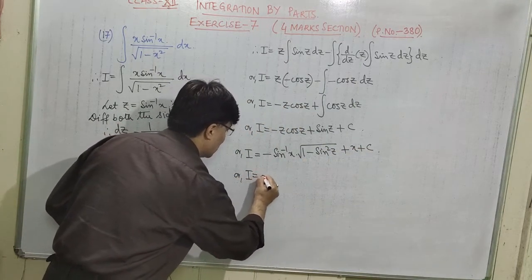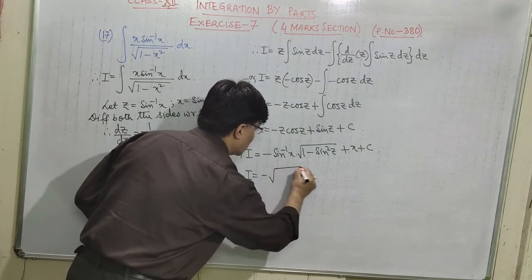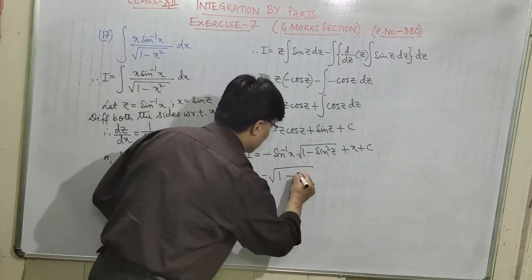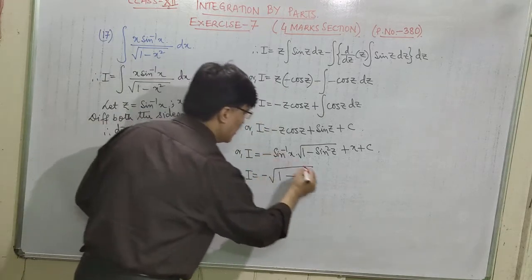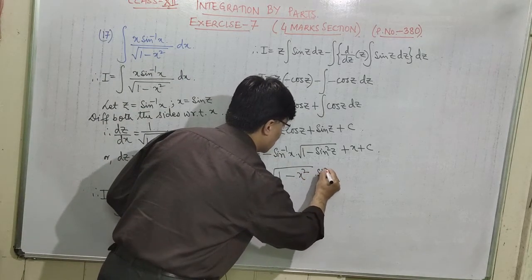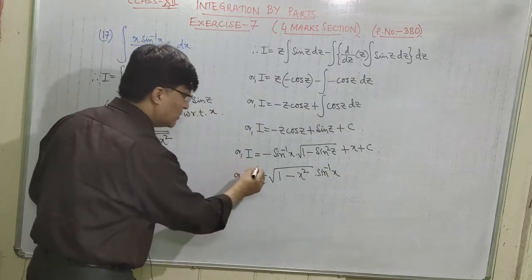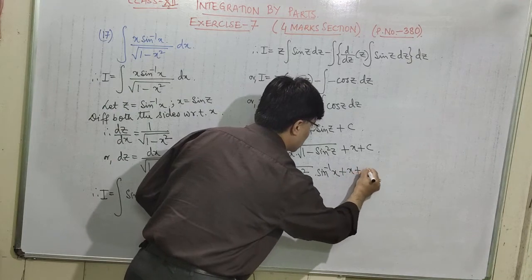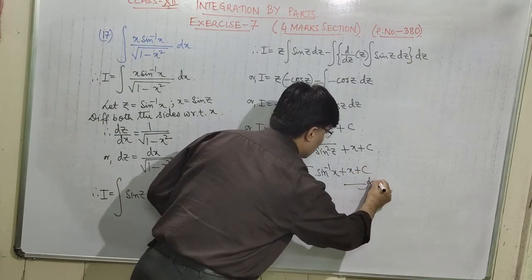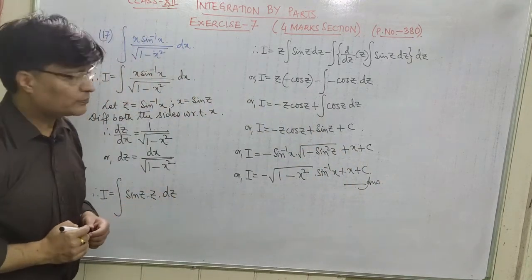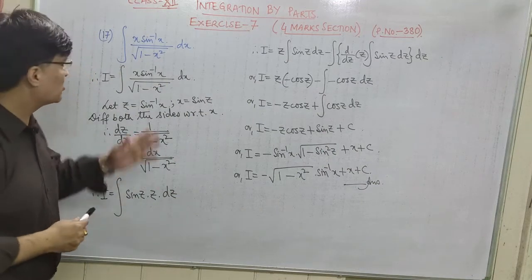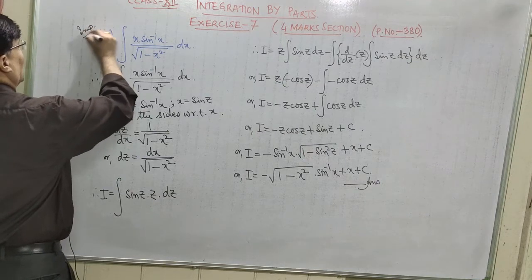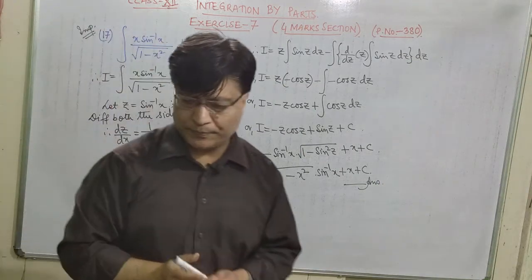Or I is equal to minus, let us write down this square root first. 1 minus, what is sine square z? It is x square. Root over 1 minus x square into sine inverse x, then plus x plus c. So this is the final answer. So I think you have understood it. This question is very, very important. You can mark it. So let's do the next question now.